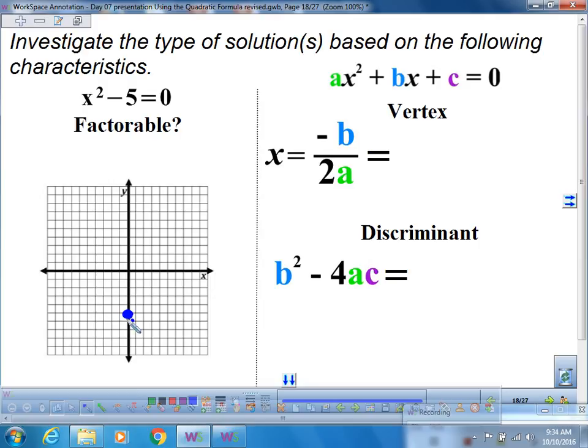I can solve by square rooting. It's not factorable, but I can solve it by square rooting, right, Aaron? If I move the 5 to the other side, it's just x squared equals 5, and then I take the square root of both sides, and I get x equals plus or minus root 5, which is a little more than the square root of 4. And what's the square root of 4? 2. So it means I have zeros that are a little bit more than 2 in this direction and a little bit more than 2 in this direction.